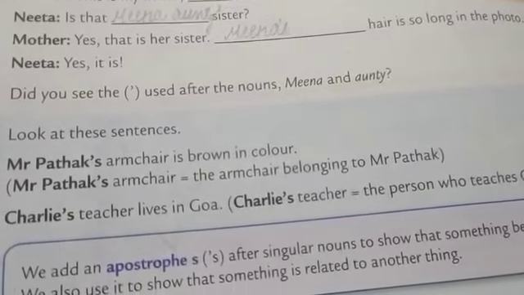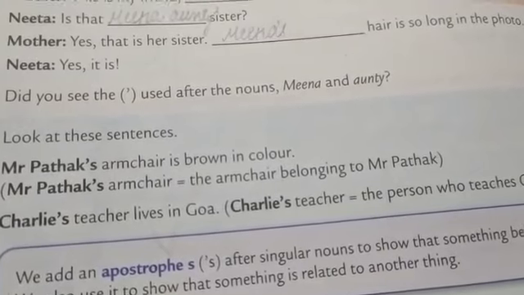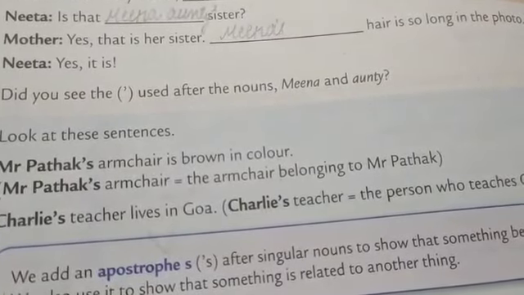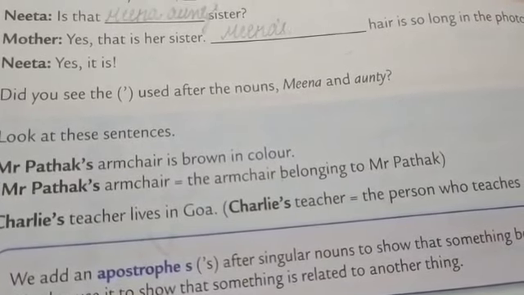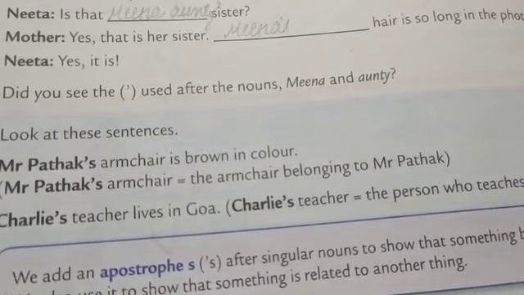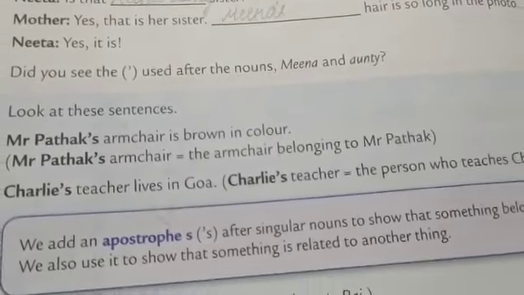Look at these sentences. Mr. Pathak's armchair is brown in color. Whose armchair? The armchair belongs to whom? The armchair belongs to Mr. Pathak. So for possession, what have we done? Mr. Pathak, then we have added apostrophe s.